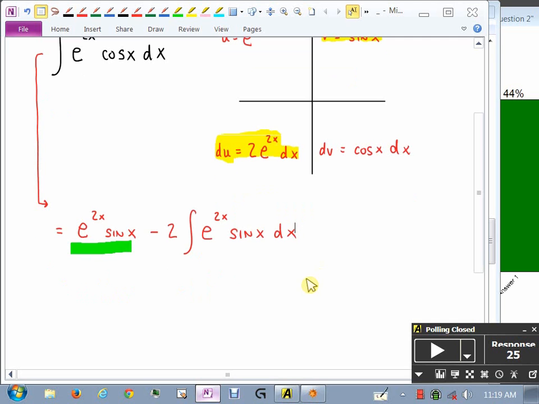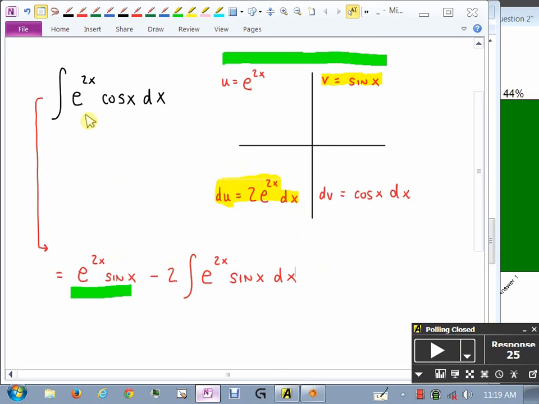Okay, does everybody see how we did not really gain any ground here? We still have an e to the 2x. We have a sine x. That's not much better than this one was. All right, let's just try and apply the integration by parts again. Let's use the same u and v that we did before.